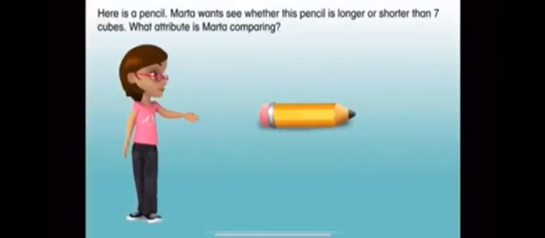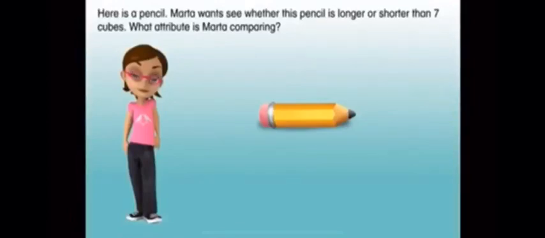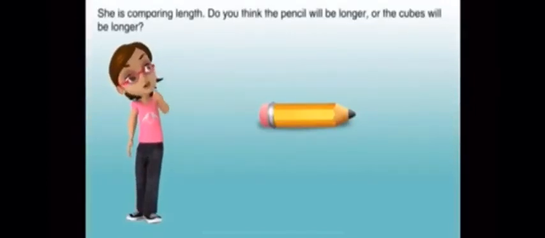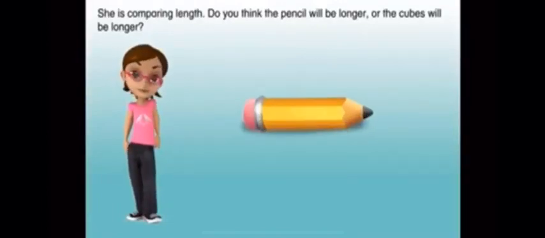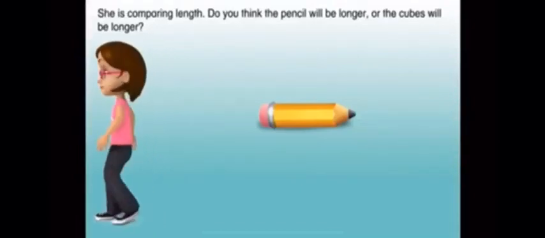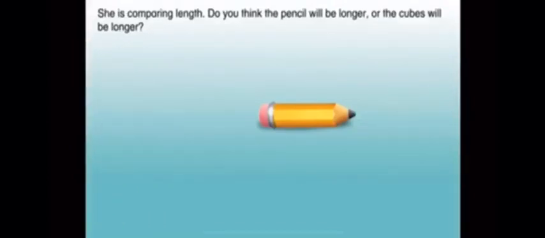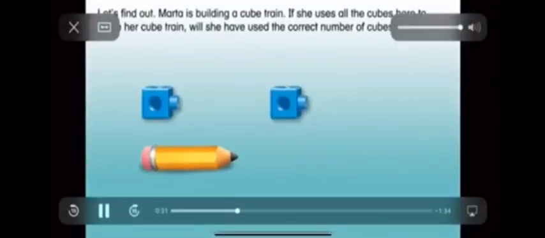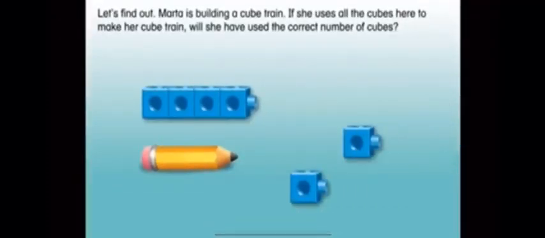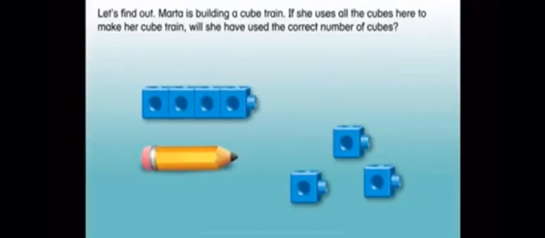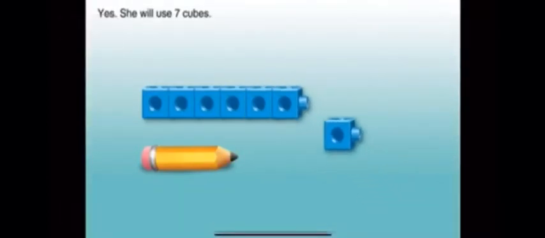Here is a pencil. Marta wants to see whether this pencil is longer or shorter than 7 cubes. What attribute is Marta comparing? She is comparing length. Do you think the pencil will be longer or the cubes will be longer? Let's find out. Marta is building a cube train. If she uses all the cubes here to make her cube train, will she have used the correct number of cubes? Yes, she will use 7 cubes.